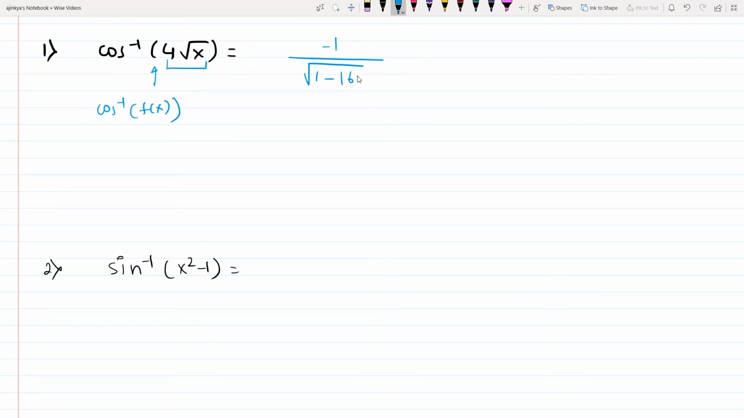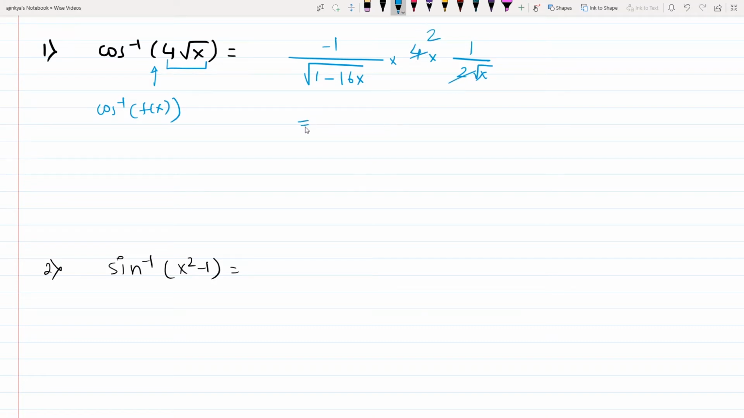It will be 16x. Now we have to differentiate 4 root x. Be careful over here, you can get some things wrong. When you differentiate 4 root x, you can write 4 as it is since it's a constant, and then it will be 1 upon 2 root x. Differentiation of root x is nothing but 1 upon 2 root x. Here is another term which you can simplify, which is 2 and 4 gets cancelled for 2.